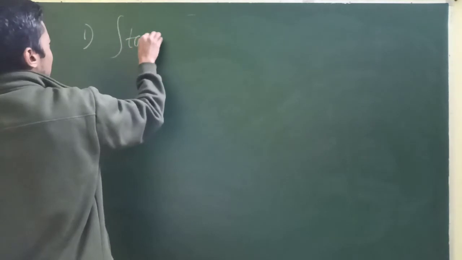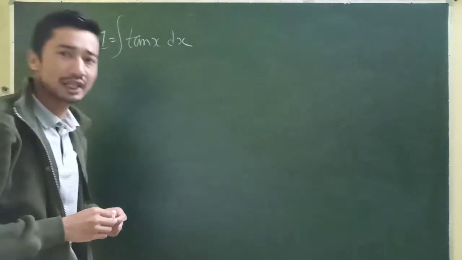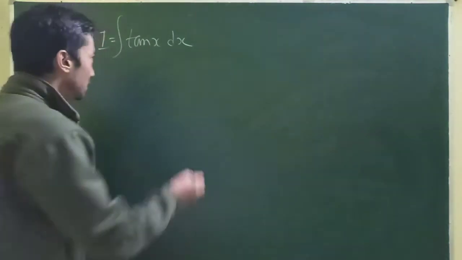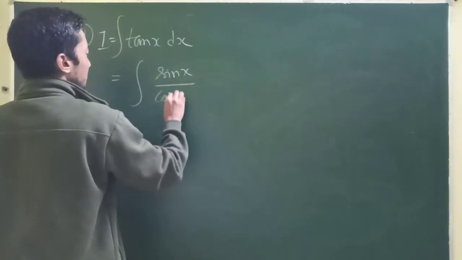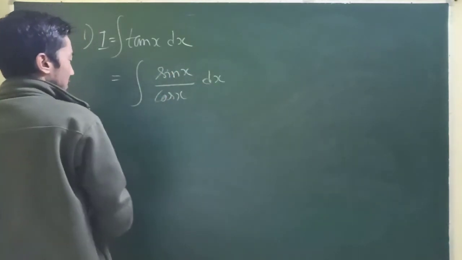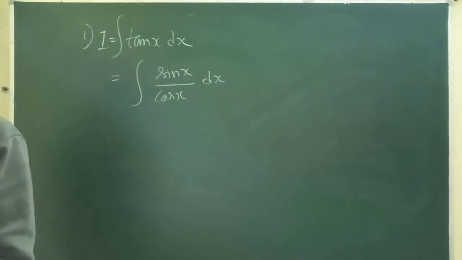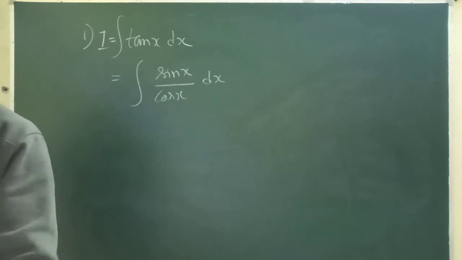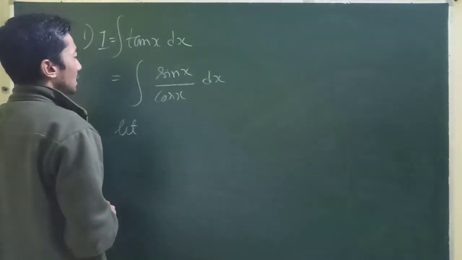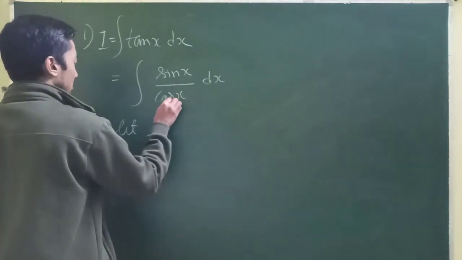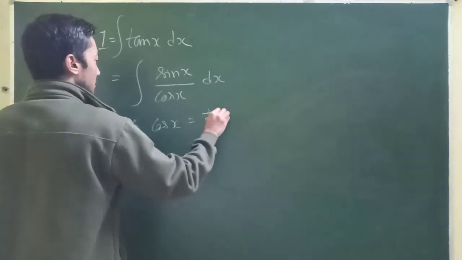Integration of tan x with respect to x, that is I. So what is the formula for integration of tan x with respect to x? Let's derive using substitution. Integration of tan x can be written as sin x by cos x with respect to x. Now here we can see that a function and its derivative are already there. So let us substitute which function? Yeah, better we substitute cos x, then only we'll have the numerator part. So let cos x be equal to t.